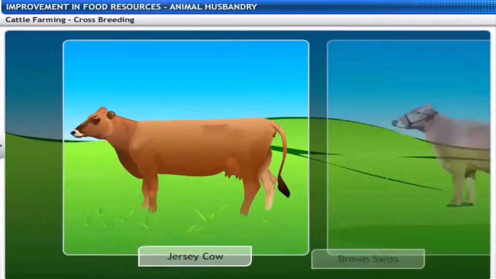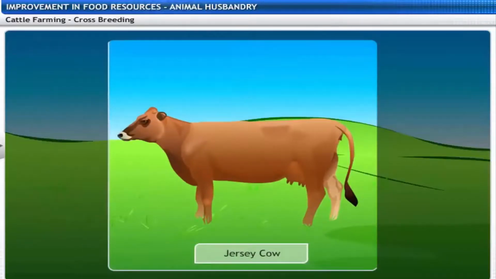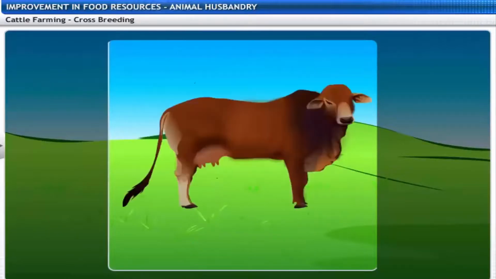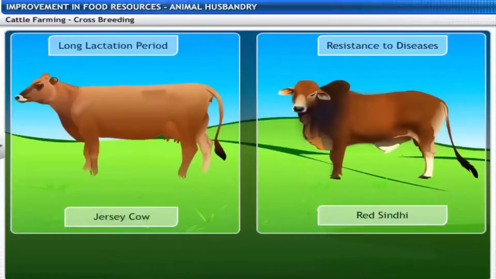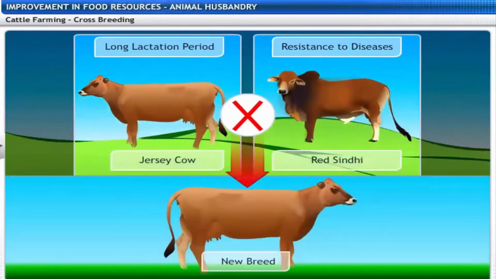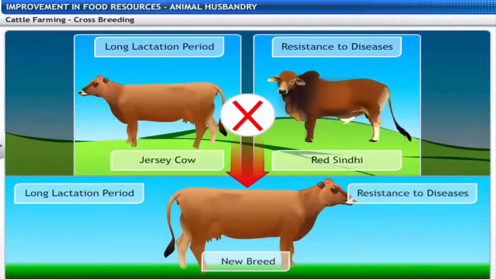For example, a Jersey cow has a long lactation period. On the other hand, a local breed like a red Sindhi cow displays a high resistance to diseases. Therefore, crossbreeding among Jersey and red Sindhi breeds might lead to a new breed with a long lactation period as well as a strong resistance to diseases.